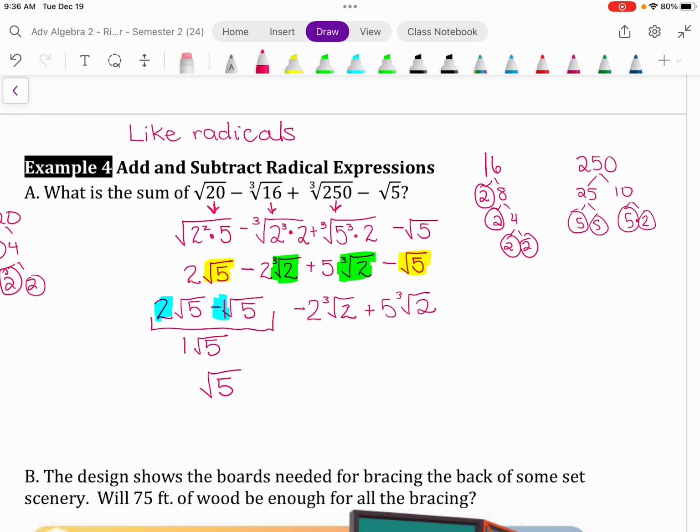Okay, let's take our second one. We have negative 2 plus 5 is positive 3, and then we keep the like radical of 2. So that's the idea for adding and subtracting.